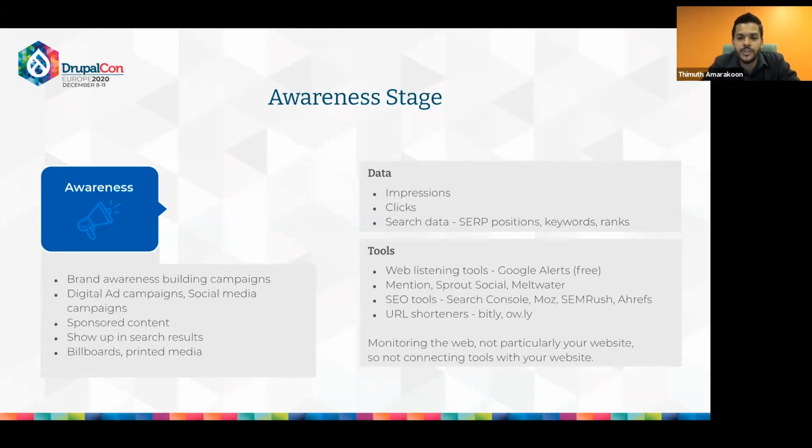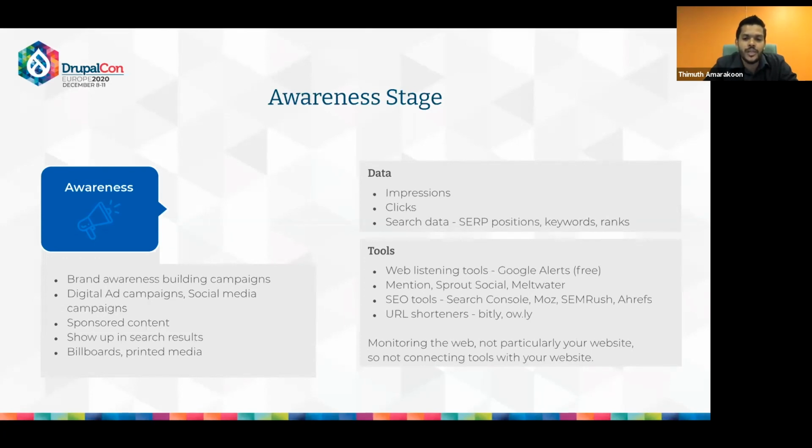In Google, you might have heard this tool, Google Alerts. In there, you can set up your keywords like the brand name, and it will listen. And if there's a mention out there in the web about your brand, it will notify you. In the same way, you can use tools like Mention, Sprout Social, Mailquarter to listen to the brand mentions out there. And from an SEO perspective, you can use tools like Search Console, which is again a free tool, and maybe tools like Moz, SEMrush, Ahrefs.